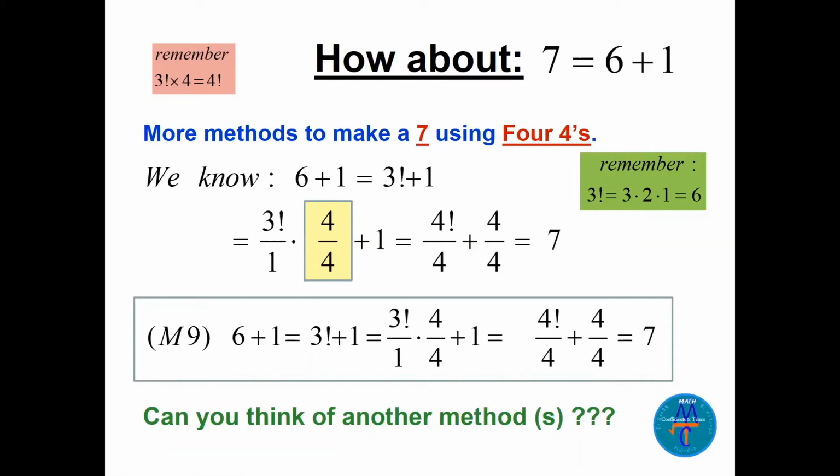over 4 plus the 1. See, plus the 1. And the 1 I can write 4 over 4. Now look at the nice method here. 4 factorial over 4 plus 4 over 4, that's 4 fours here, equals 7. You can put the same denominator here, but it will be 3 fours. 4 factorial plus 4 over 4. Okay, so that's 7.